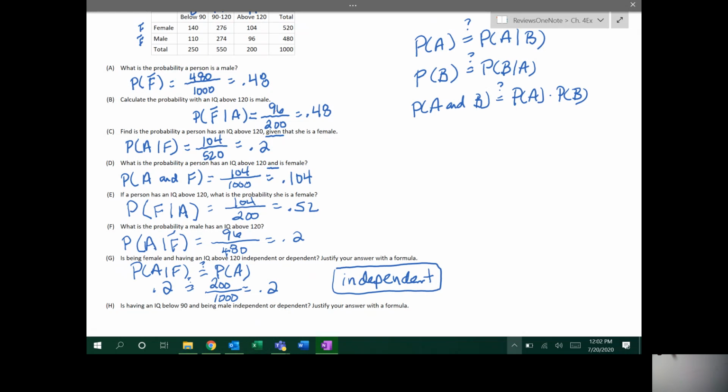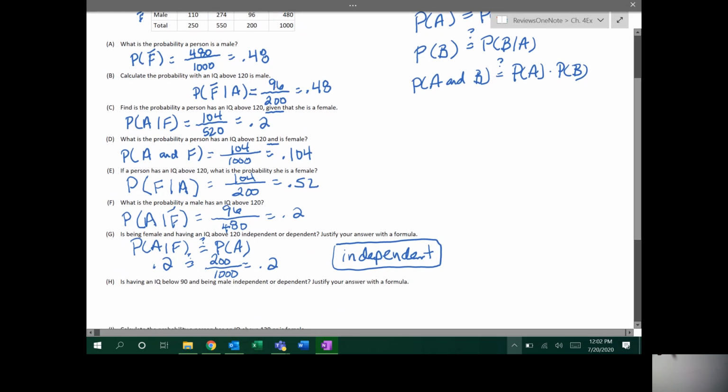Here's where your common sense can get you in trouble. It would be really tempting to say, well, if that's independent, then part H is also going to be independent, because it's also asking about IQ and gender. Sometimes that is true and sometimes that is not. So we need to, again, show a formula.